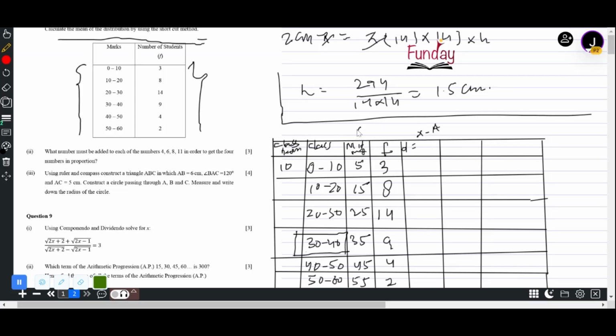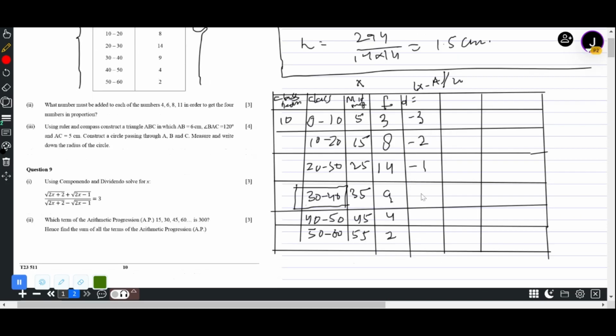Now we'll take one class which is in the middle. So we'll take 30-40 as the median class. We are presuming, right? So what is the midpoint of this? 35. So 35 will be the base median we'll take, and we'll find deviation of that. And the class height is, what is the class height? 10.